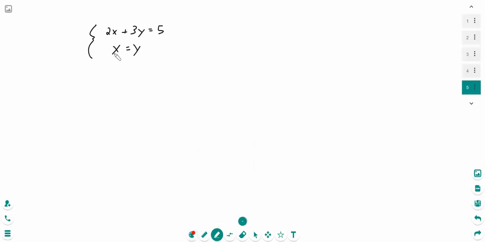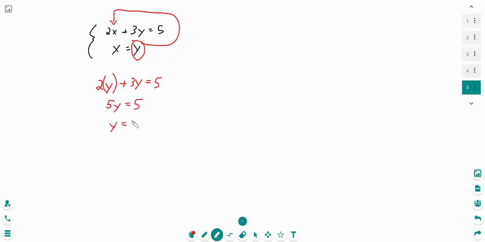Well, this one's set up so that x is equal to something, so we'll replace the x in this top equation with the something, which in this case is just the y. So we're replacing the x's with y's. And we end up with 2y. I'll put it in parentheses just to stress that that's where we're substituting. 2y plus 3y is equal to 5. So now 2y plus 3y is going to be a 5y is equal to 5. Divide both sides by 5 and we end up with y is equal to 1.